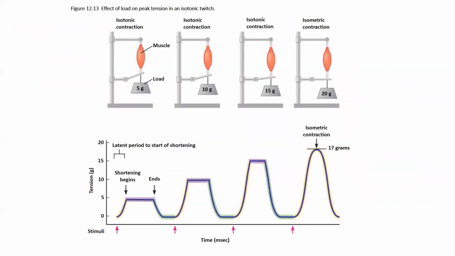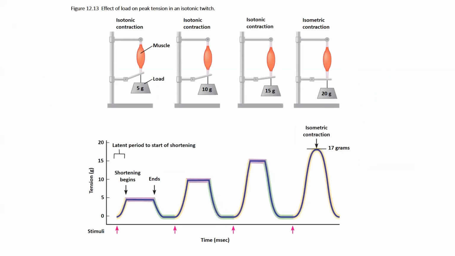Okay, so this graph sort of compares those two, and we'll go through it. So we have our four sort of simulations at the top here. We have different loads attached to this muscle. We have a 5-gram load, 10 gram, 15 grams, 20 grams. Let's say that the muscle that we're talking about here can only lift 17 grams. Okay. Physically feasible, we can only lift that amount of weight. We have our latent phase here, right?